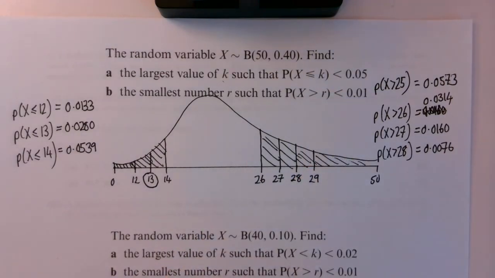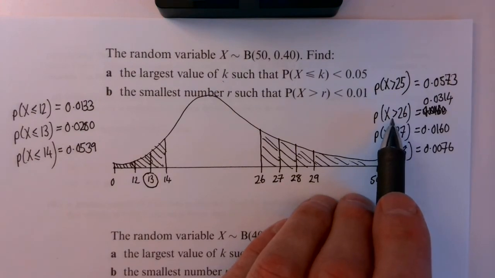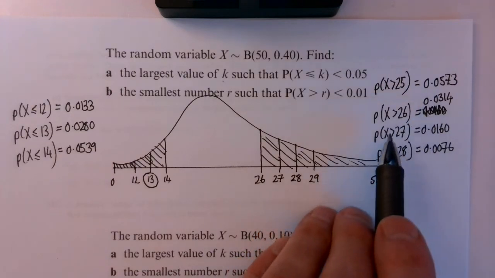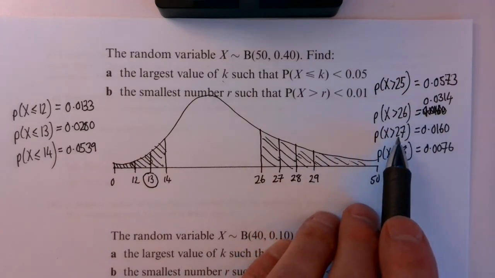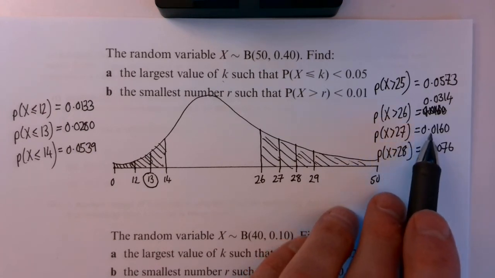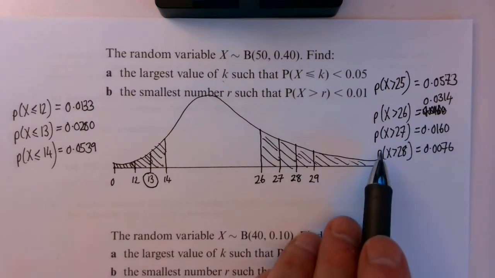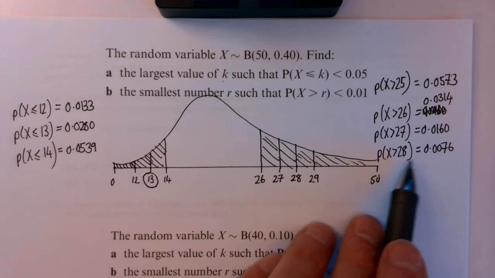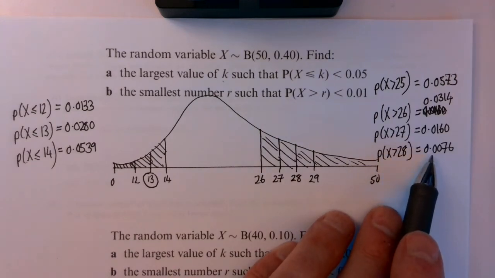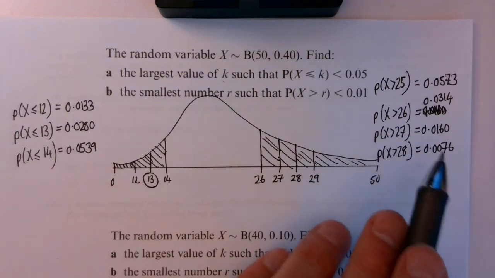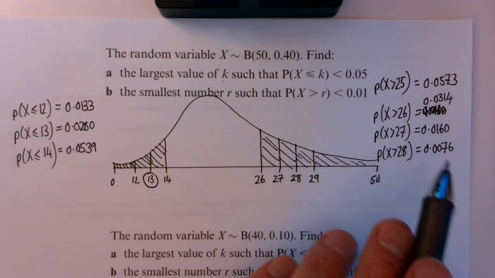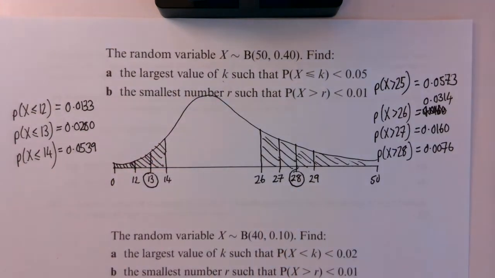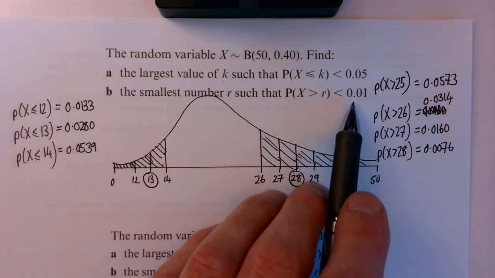Okay, so when x was greater than 26, it was above 0.01. When it was greater than 27, it was above 0.01. When it was greater than 28, which remember we got by doing 29 to 50, it fell below 0.01. And so that's why the answer to that question is 28. 28 is the smallest number, the first number as you get bigger, that gave you a probability of less than 0.01.